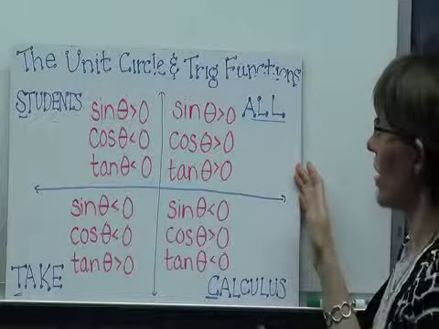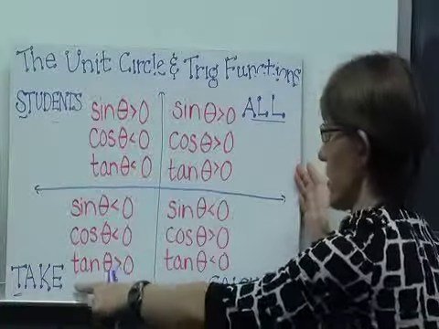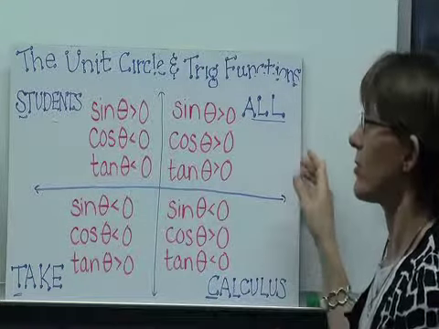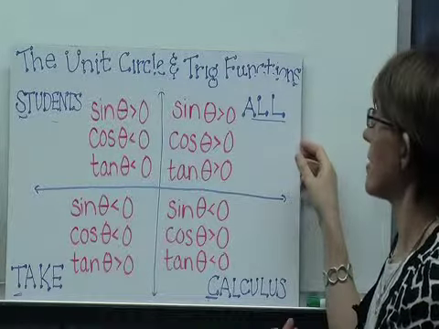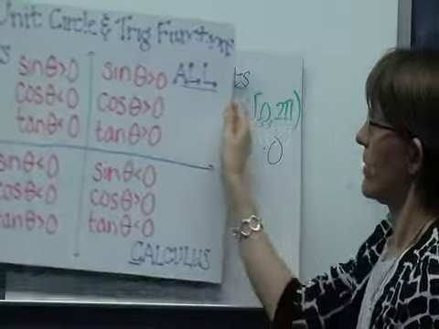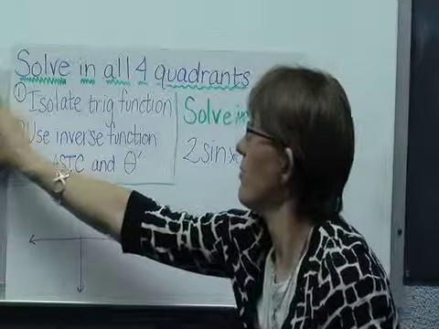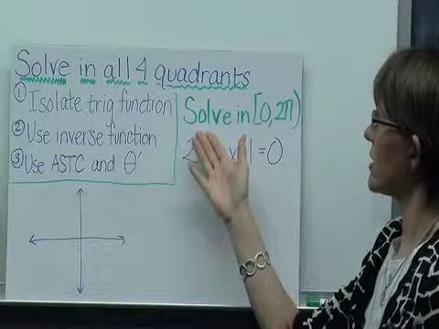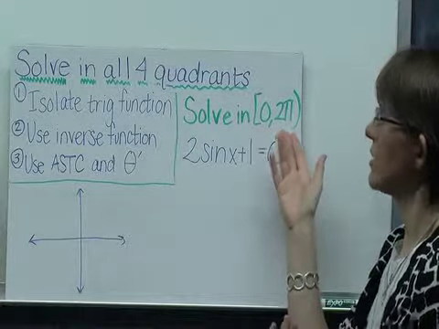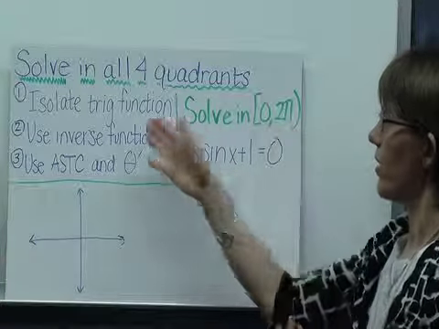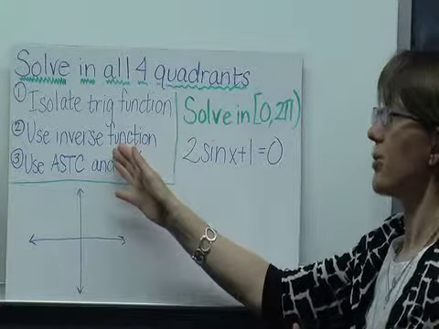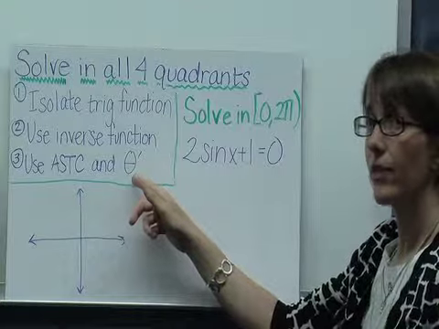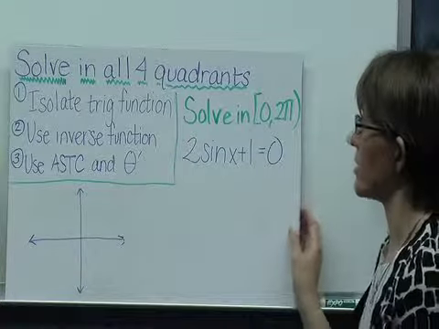So we have a mnemonic for this. All students take calculus. This is just a little mnemonic device that helps you remember which functions are positive in which quadrant. So we'll use this as we solve problems in all 4 quadrants. Our questions will usually say something like solve in the interval 0 to 2 pi. Our goal will be to isolate the trig function, use the inverse function, then use all students take calculus and theta prime, the reference angle, to determine our answers.